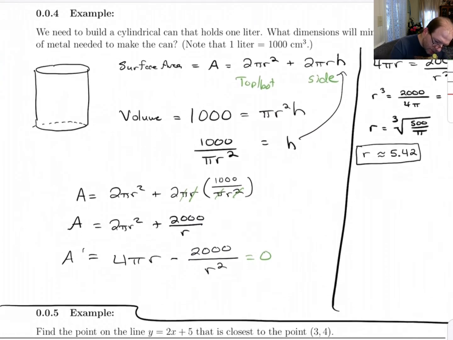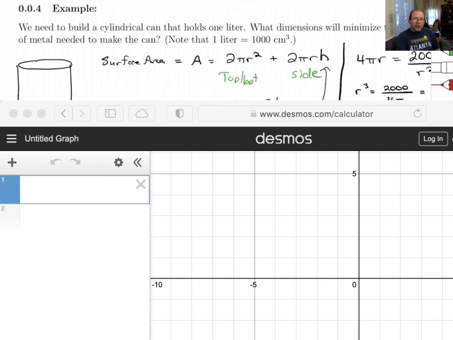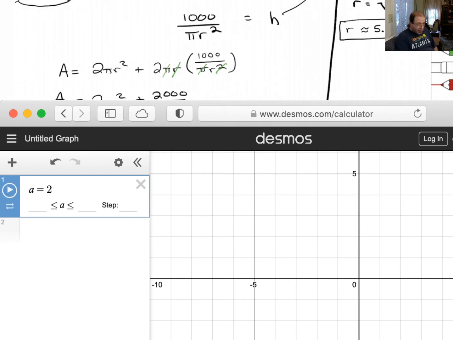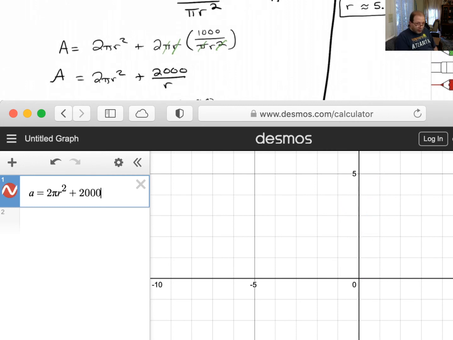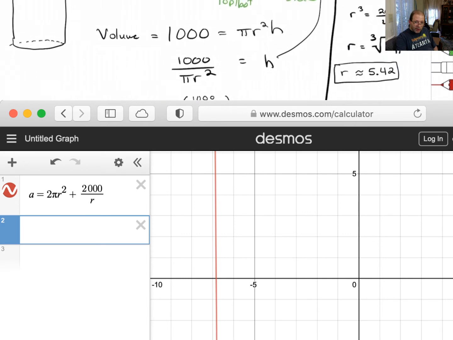Okay, we should make sure that that's a minimum. And we could do that by doing the little chart. But I've done several of these. I'm getting kind of lazy. Let's use Desmos here. My original function was A equals 2 pi r squared, let's see, Desmos will take r as a variable, plus 2,000 over r. Let's see if we get a minimum at what we said r was. Will we get 5.42?